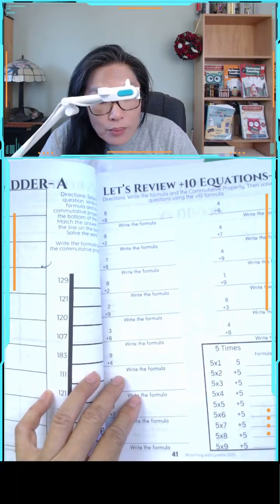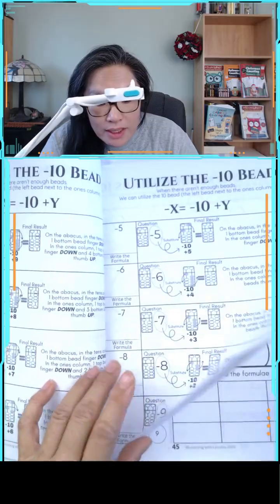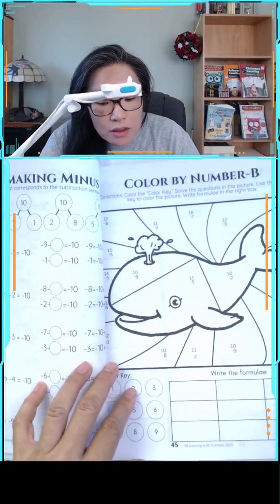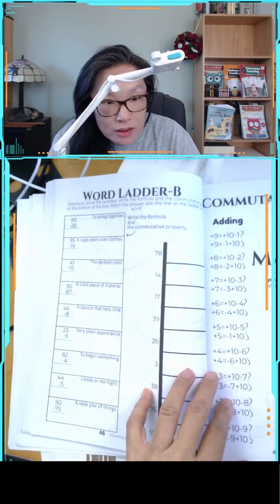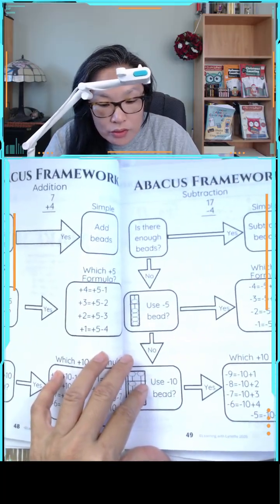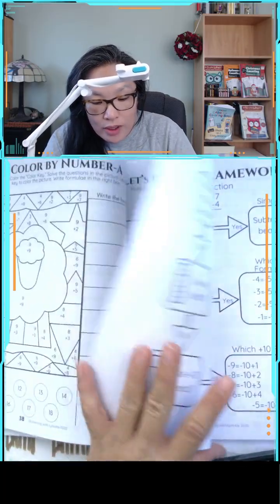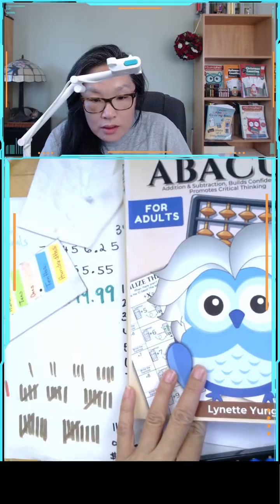So we're going to do the plus 10s. After plus 10s, we have the minus 10s. After the minus 10s, we figure out our color by number. After color by number, we have the summary. After the summary, I give you more activities called the word ladder. And after the word ladder, you can do this. This is a summary of the actual formulas themselves. So here we are.